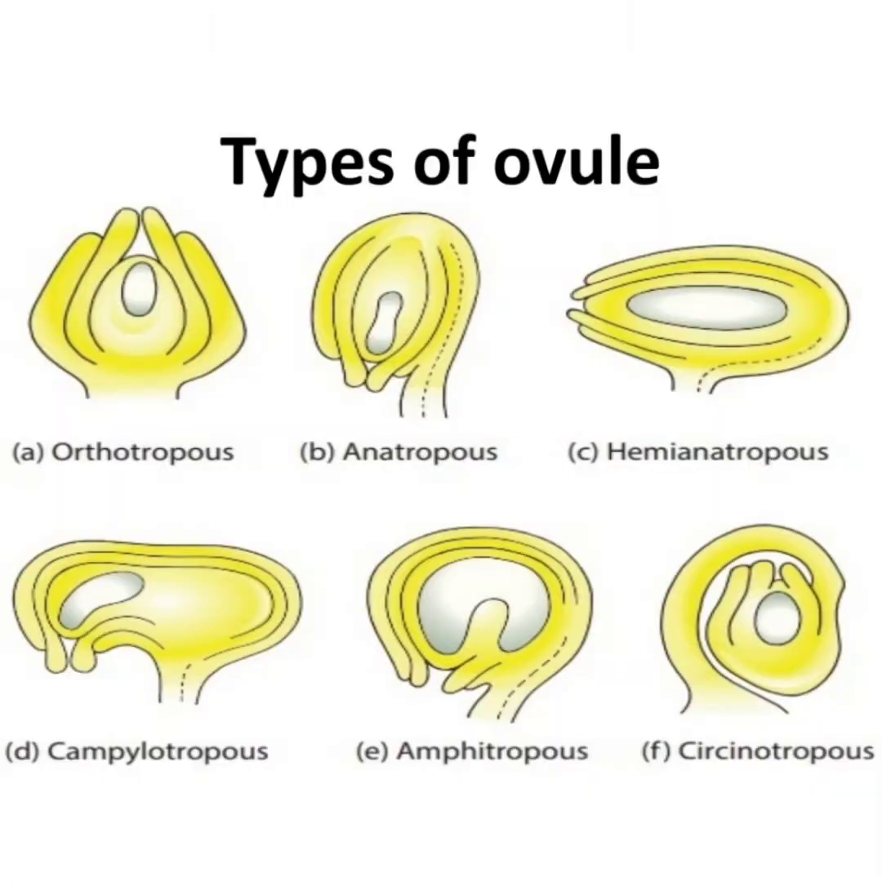Here you can see in the images the different types of ovules. A is orthotropous, B is anatropous, C is hemianatropous, D is campylotropous, E is amphitropous and F is succinotropous. Let us discuss these ovules one by one.